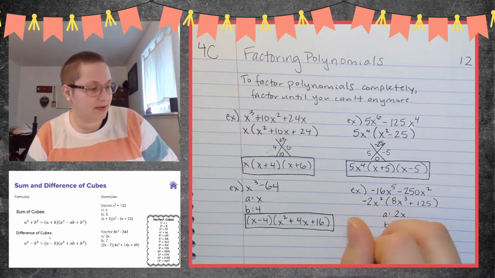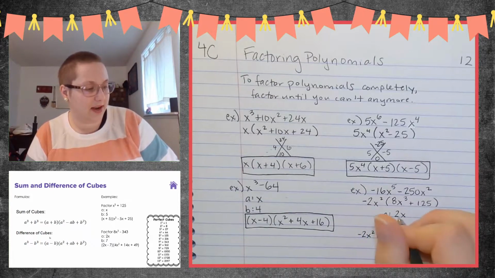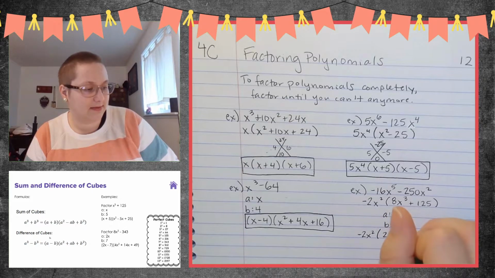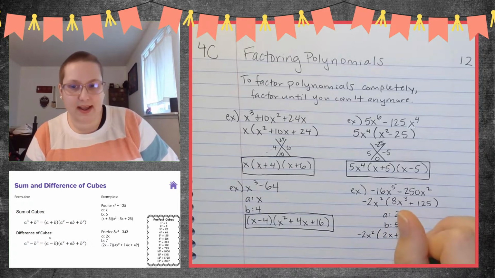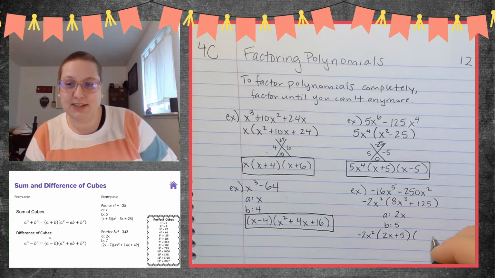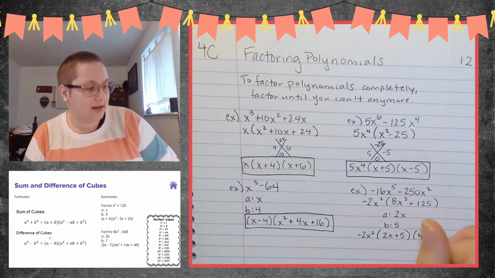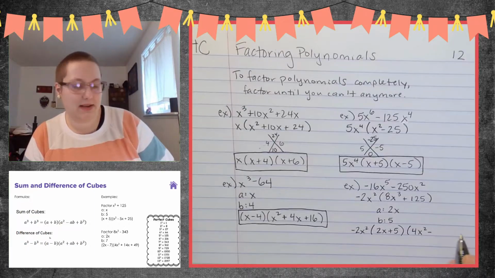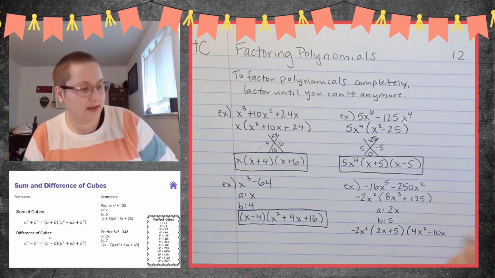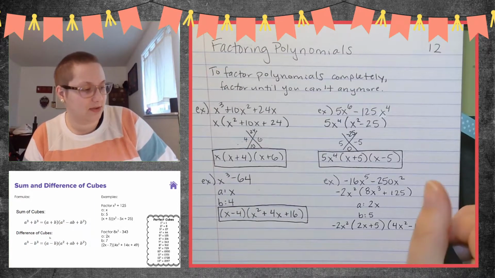So the negative 2x squared stays right there. And then I get 2x plus 5. And then I have a squared. If I do 2x times 2x, I'm going to get 4x squared. Minus 2x times 5 is 10x. Plus 5 squared is 25.